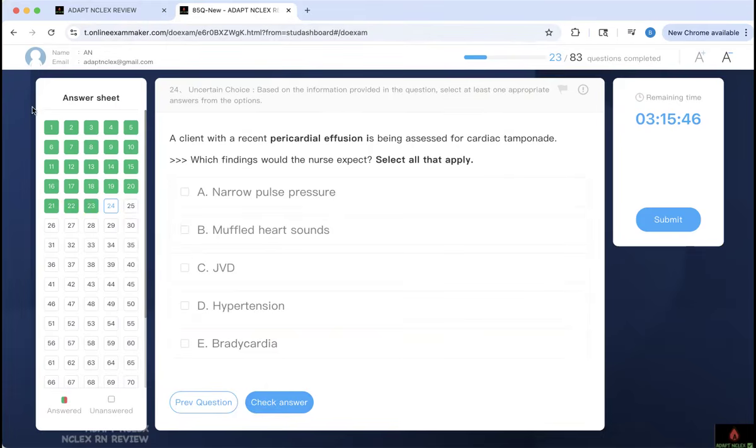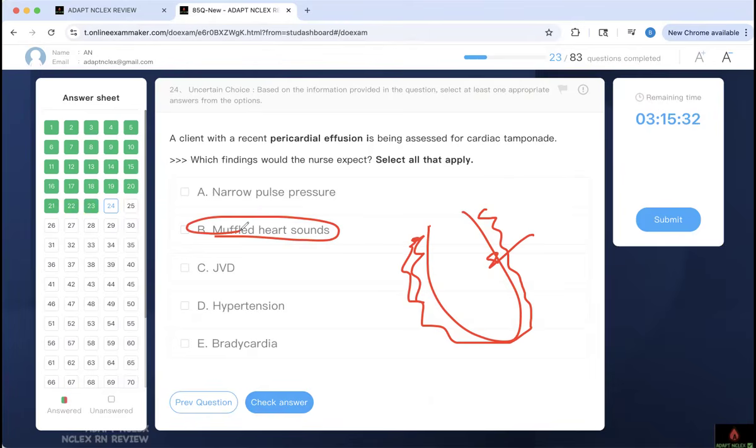You pick yours. This is your heart, surrounded by fluid. It's going to squish your heart. If it does, what is going to happen? Your blood pressure or your heart rate, the sound from your heart will go down. You have muffled heart sound.